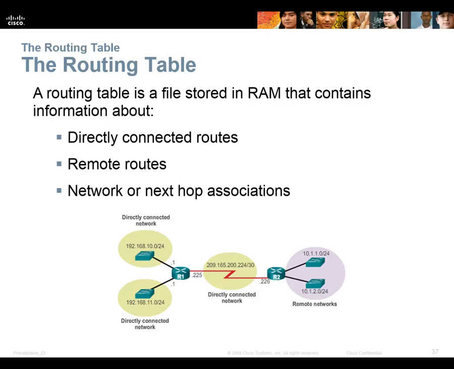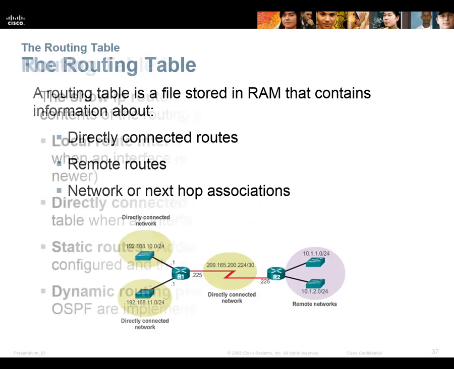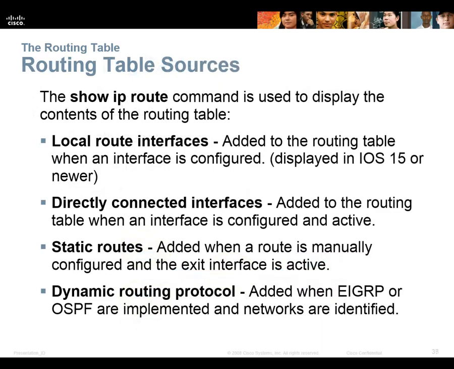So a routing table is a file stored in RAM that contains information about the directly connected routes, the remote routes, and the network or next hop associations. Show IP route will display the contents of the routing table.